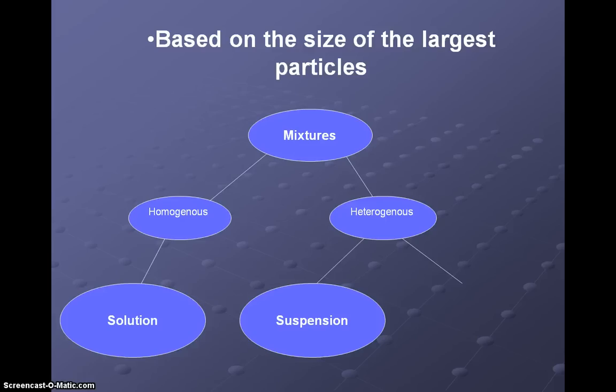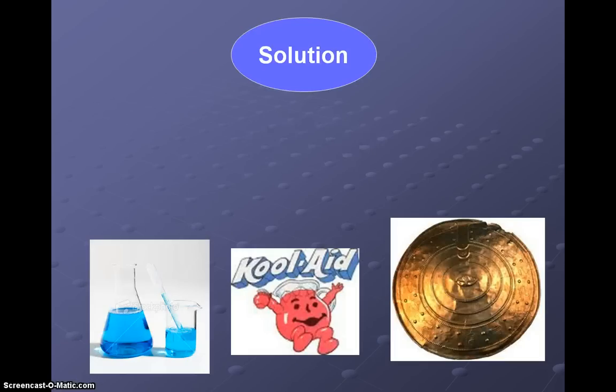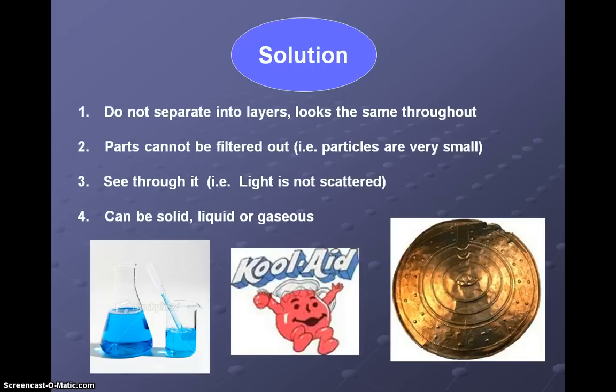Heterogeneous mixtures can be either suspensions or something called colloids. And whether a mixture is a solution, a suspension, or a colloid is defined by the particle size. What are the particles that make up the different mixtures? So I'm going to go further and define all of those. A solution is a homogeneous mixture, and it's very important that we understand that.